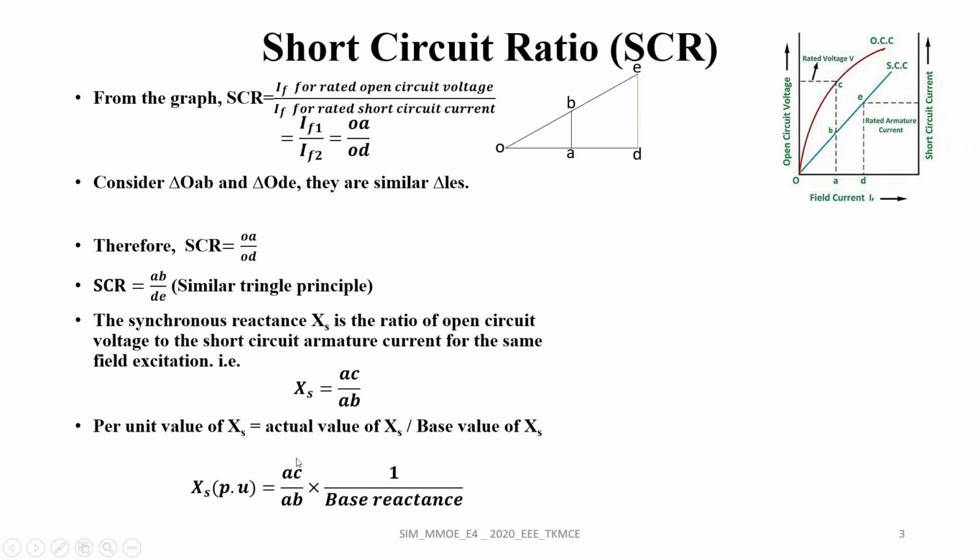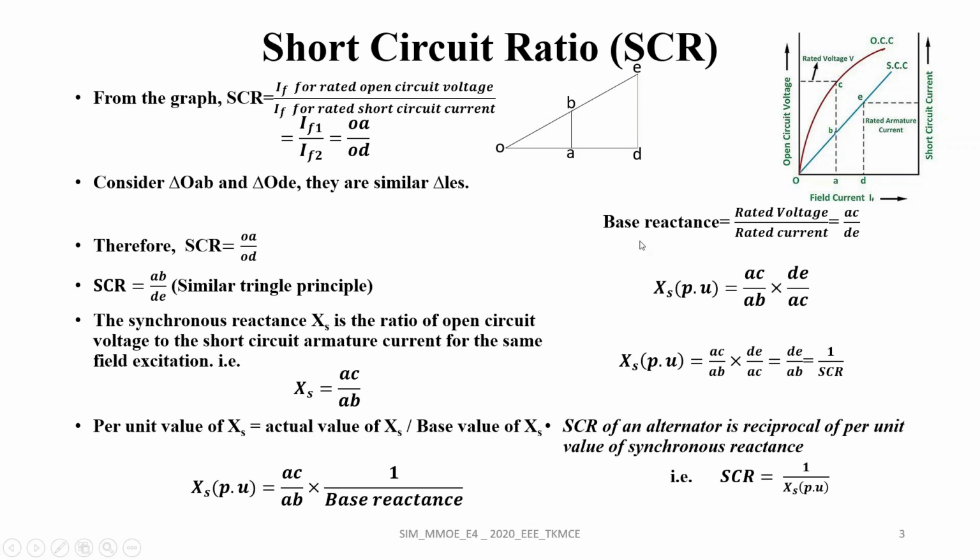So what is the actual value of XS? AC by AB. Then we need to divide that by the base value. That gives XS per unit. Now let's see how to find the base reactance. Base reactance is rated voltage by rated current. What is rated voltage? Rated voltage is AC. This is the rated voltage. Then what is rated current? This is rated current DE.